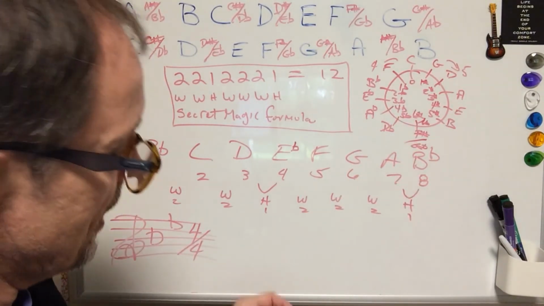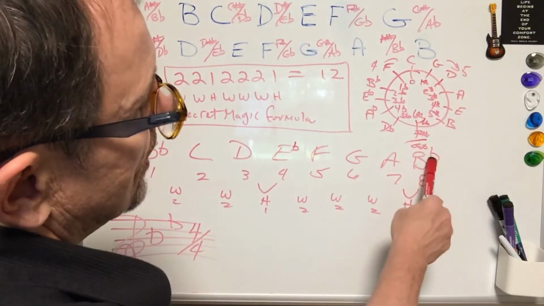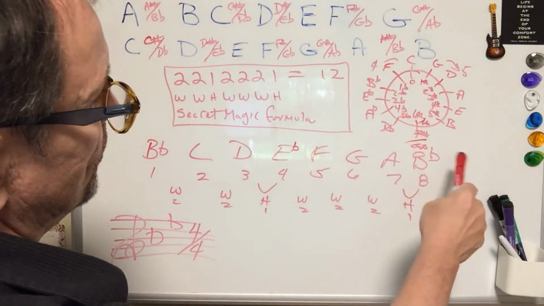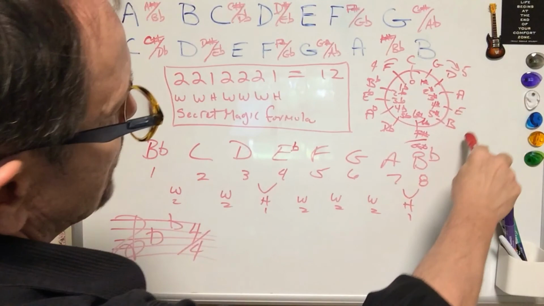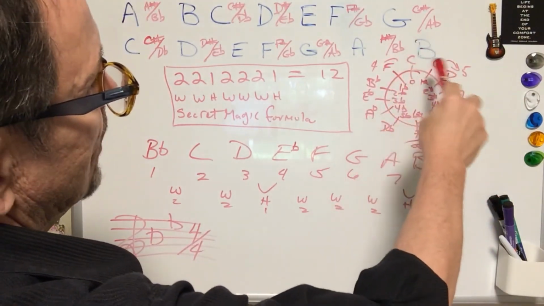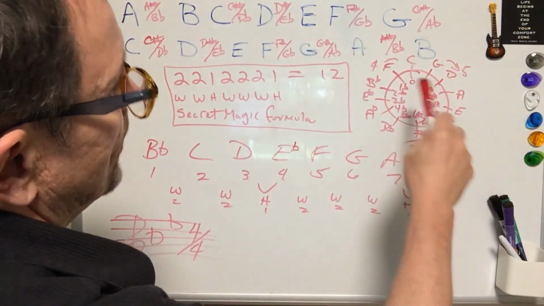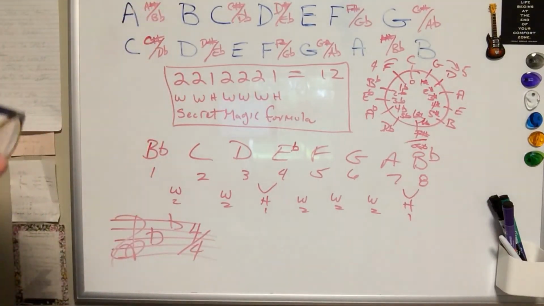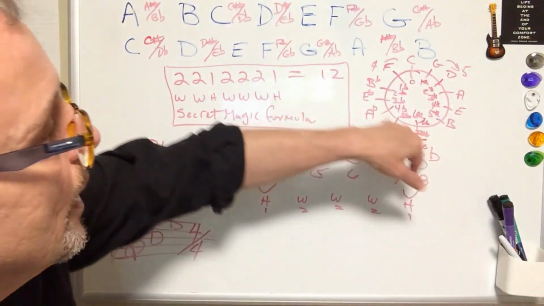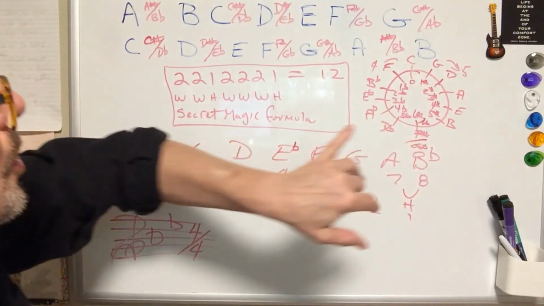So this is sometimes referred to as the circle of fifths. Sometimes people call it the circle of fourths. But if you go around this way by fives, you end up back here. If you go around this way by fours, you end up back there too. Both the same. So this is the answer key right here to this.